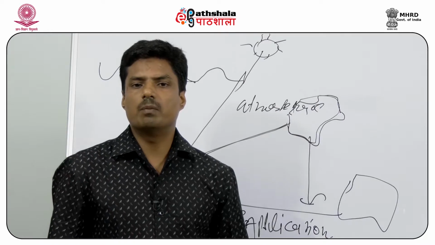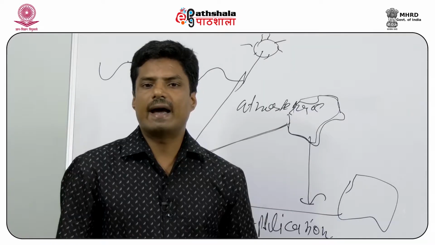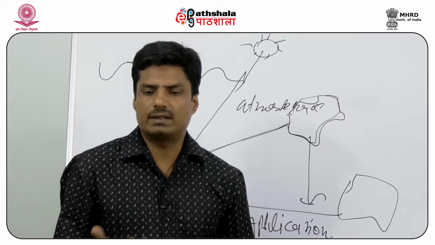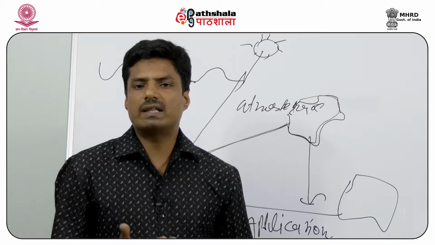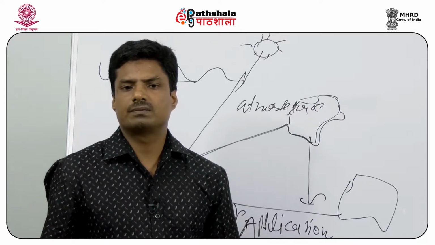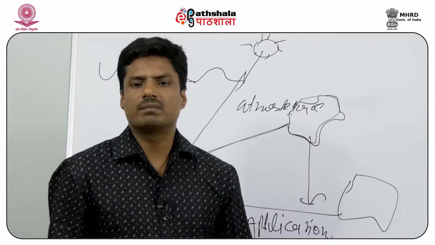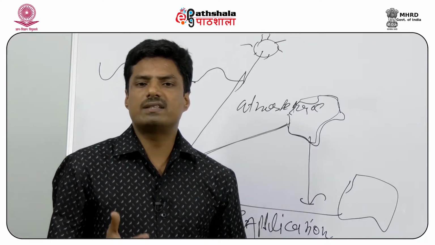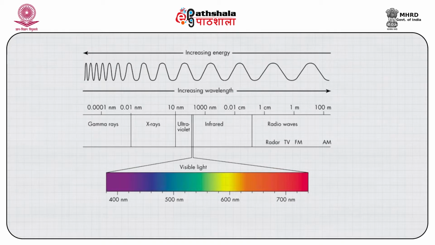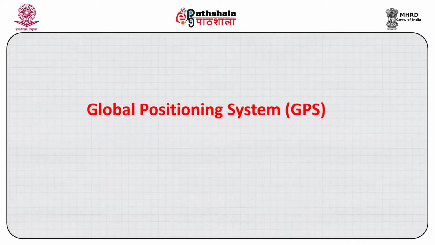The fourth important region is the microwave region. The microwave region has the longest wavelength. Its wavelength varies from 1 millimeter to 1 meter. Remote sensing devices are designed in such a way that they can detect the energy interaction in these different parts of the spectrum. Now, I would like to discuss with you the global positioning system, that is known as GPS.